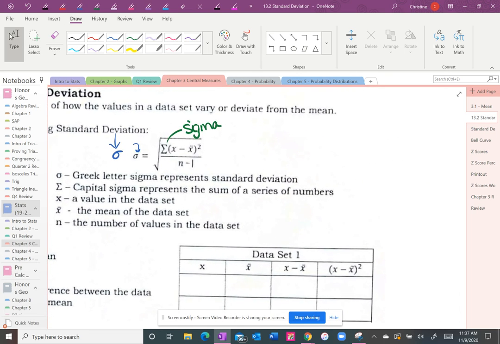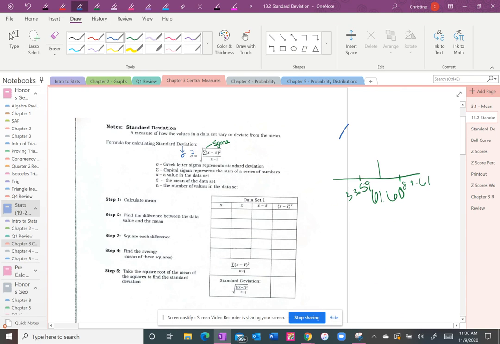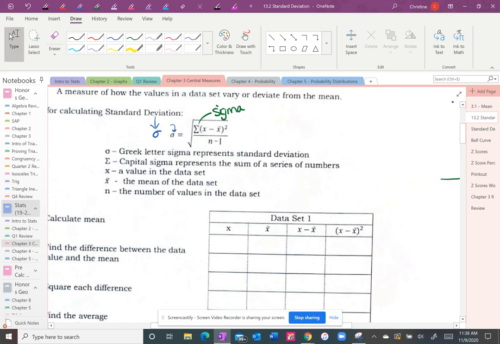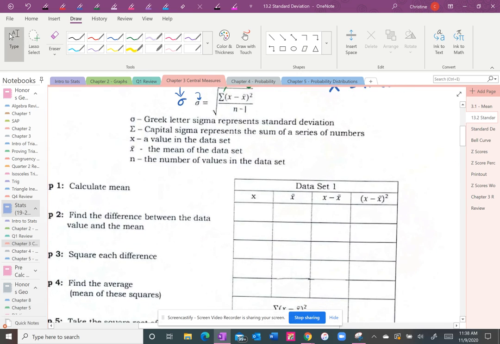Okay? Remember, anything X bar, remember we said denotes the mean. Just like we said, X tilde is the median. We don't need that here. Just a quick refresher. X is just a number. N is the number of values in the set. So let's just talk about this first.